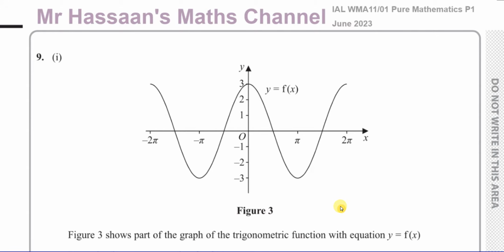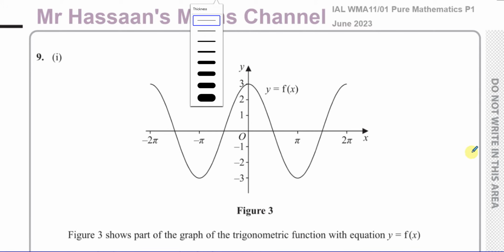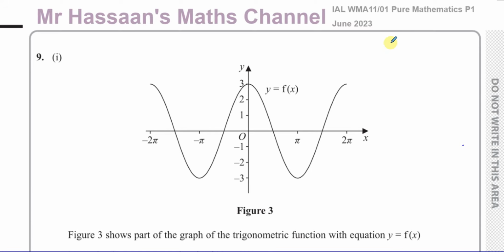Just by looking at this graph, we can see that it is of the basic shape of the cosine curve. We should know the basic shapes of the sine, cosine and tan curves. The sine curve between 0 and 360 or 0 and 2 pi has this type of shape, and the cosine curve between 0 and 2 pi has this type of shape. It's not very well drawn, but it's similar to the shape here.